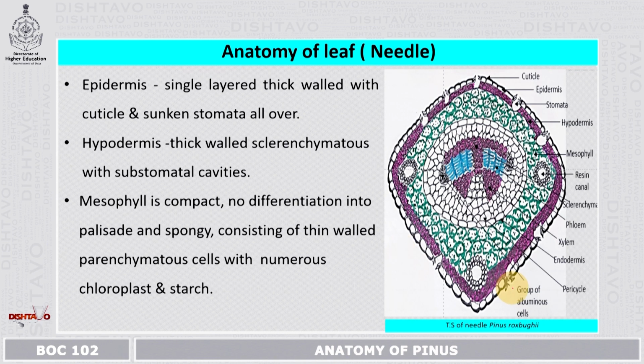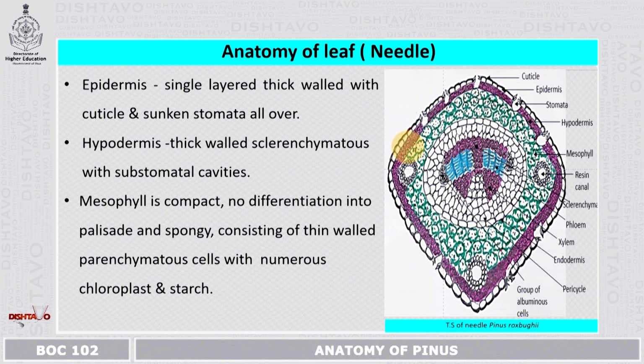This is the structure of the leaf needle, wherein the first layer that is present here is the epidermis. You can see here the epidermis, which has a very thick layer of cuticle, and it is interrupted by the presence of stomata. There are stomata present all over the epidermis.